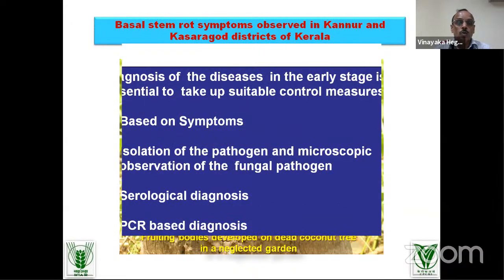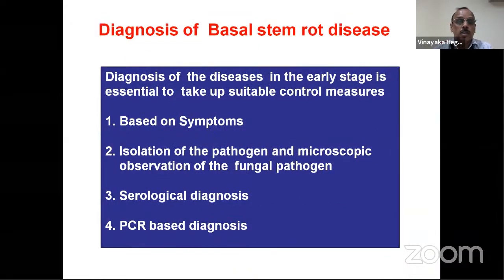So this is how to diagnose whether it is basal stem rot. Based on symptoms, as I told, initial yellowing and drooping of the leaves is one symptom. Then we have to find out whether root decay is there. For the root decay, we can bring samples and isolate the pathogen. We can observe the Ganoderma isolation and find out whether it is Ganoderma wilt or not.